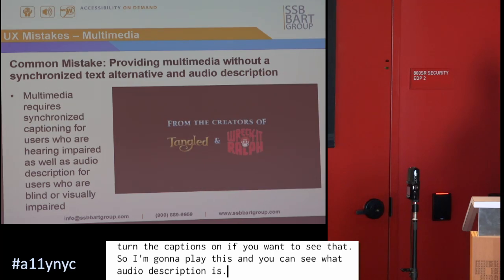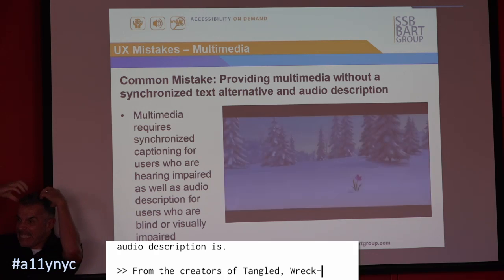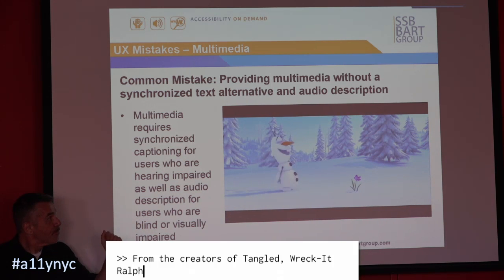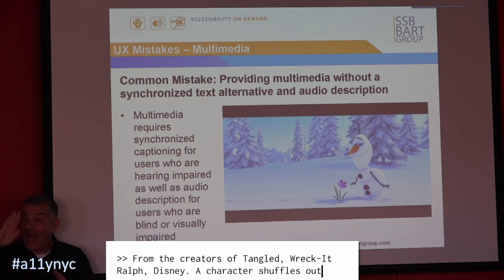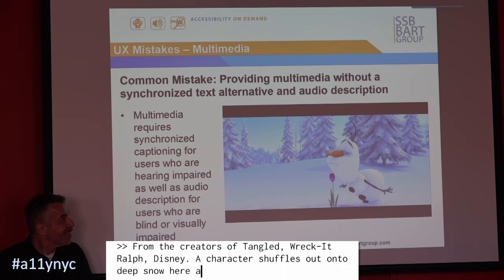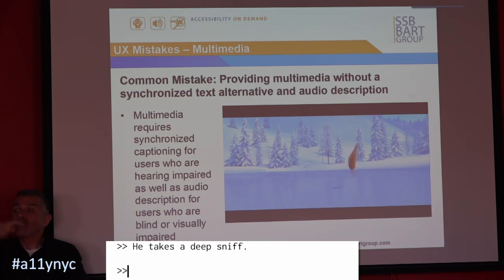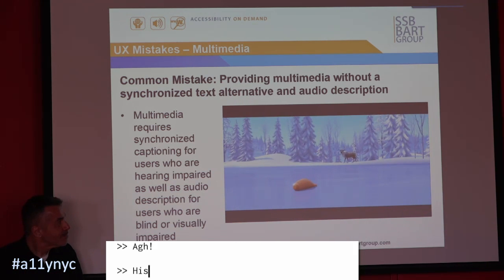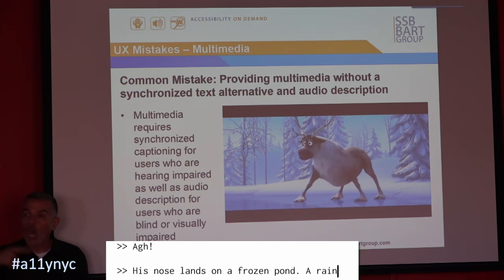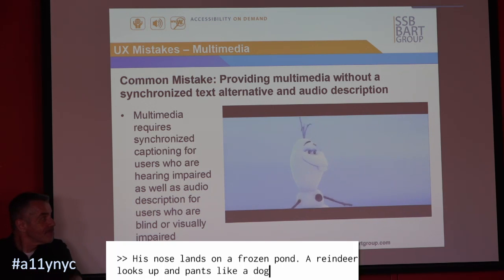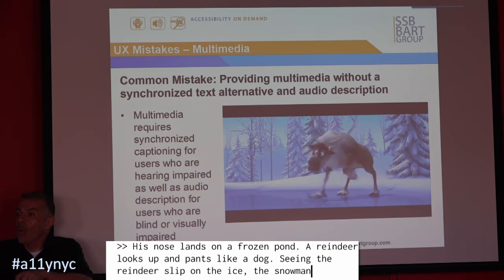From the creators of Tangled and Wreck-It Ralph, Disney. A carrot-nosed, coal-eyed snowman shuffles up to a purple flower peeping out of deep snow. Ooh. Hello. He takes a deep sniff. His nose lands on a frozen pond. A reindeer looks up and pants like a dog. Seeing the reindeer slip on the ice, the snowman smiles and moves towards him, though actually he's running on the spot. The reindeer falls on his chin.